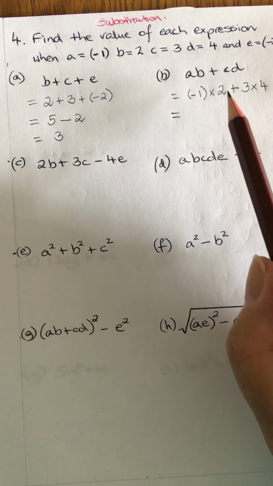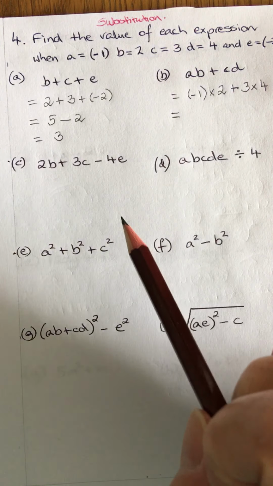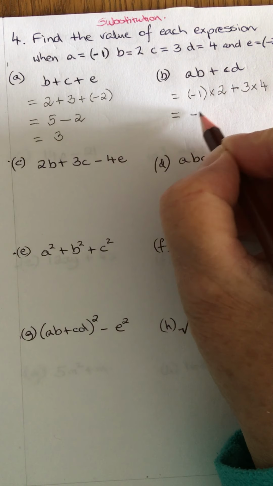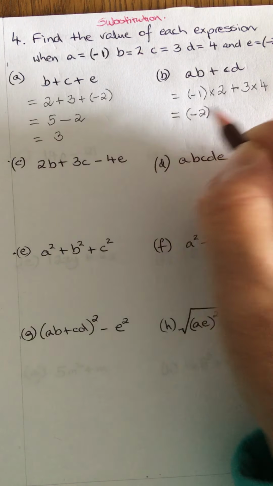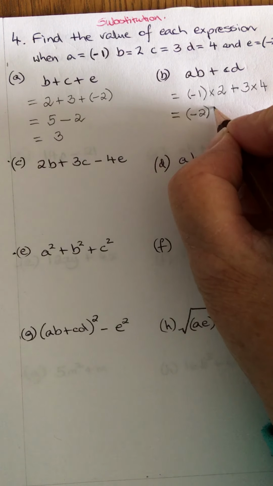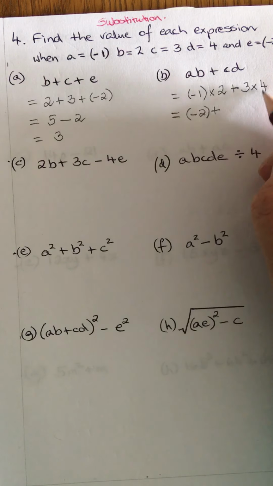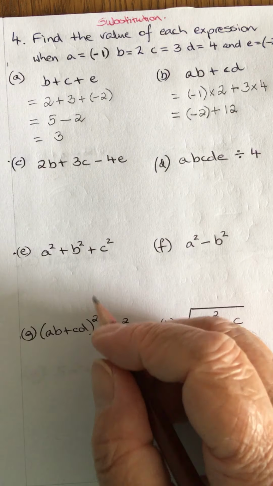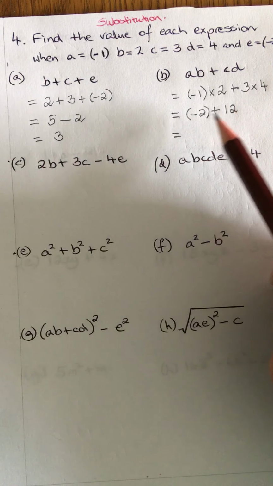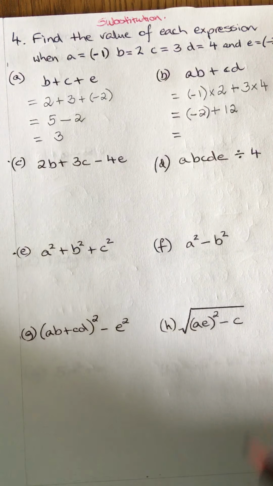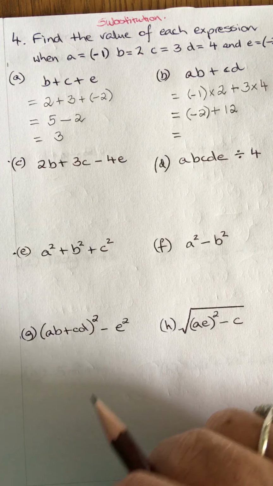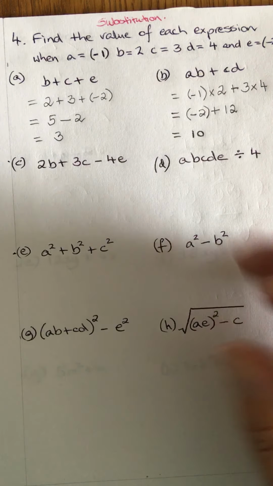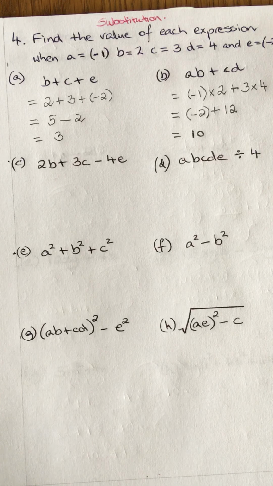So BODMAS rules, we do our multiply before we do our add. So we're going to do -1 times 2, which gives -2. I'll just put that in a bracket. Then we've got the plus. Do the multiply. 3 times 4 is 12. Okay, so -2 add 12. So if you imagine your number line starting at -2, moving up 12 spaces, you end up at value 10. Okay, so the answer is 10.